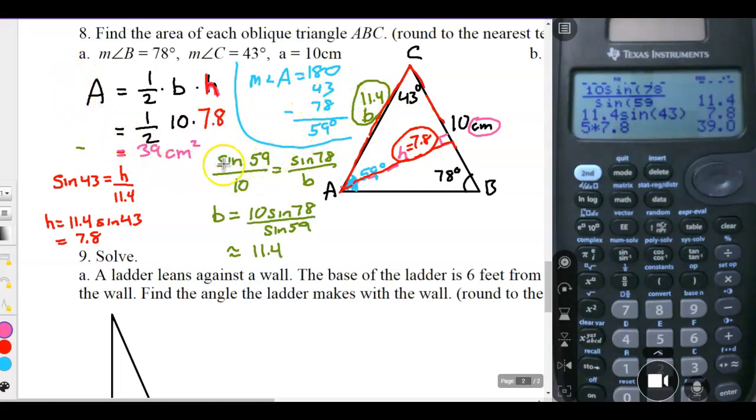So quite a little bit of work here. We had to find out the missing angle, we had to find a side, and then use that side with sine to find the height, and then plug height into the area formula. So quite a few steps on here. Make sure you practice that a few times to make sure you get all the little steps in there.